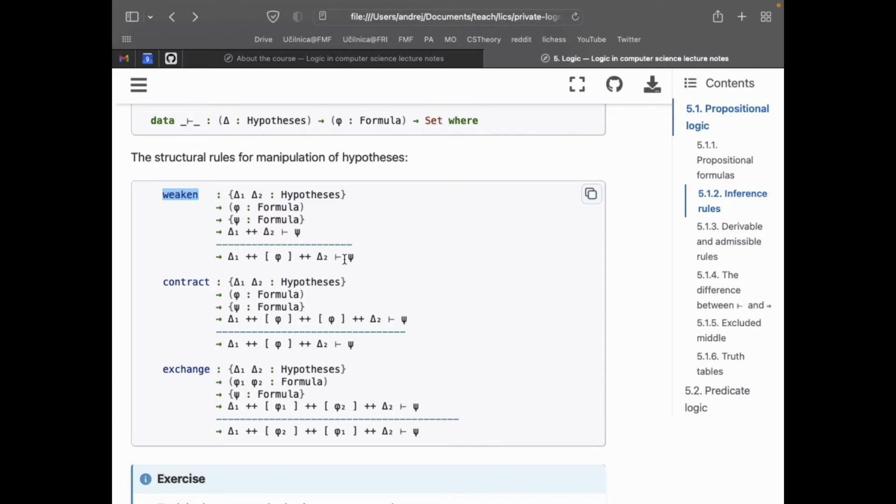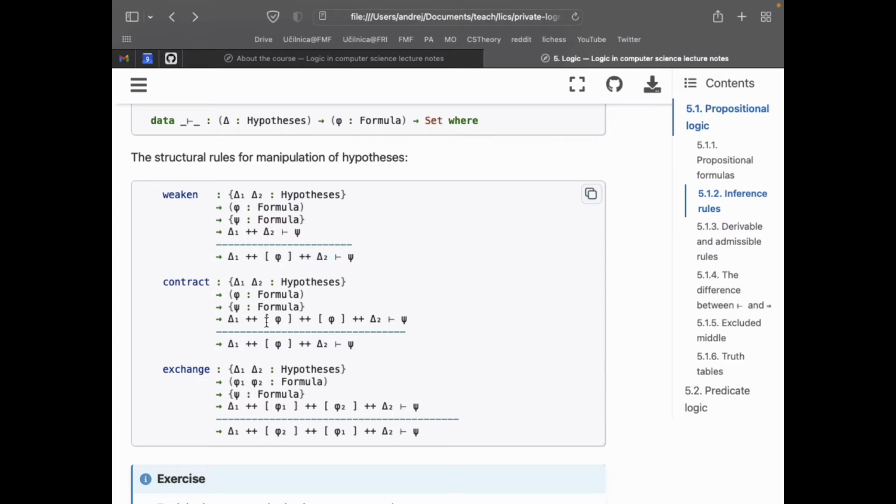The first rule is called the rule of weakening, and it says, given any hypotheses delta 1 and delta 2, and any formula psi, suppose that you can derive psi from these hypotheses. Then you can also derive it from these hypotheses. Okay, so this just says it's always safe to assume more. If you assume another hypothesis, nothing will break. That's why it's called weakening, because it weakens the thing that you proved. The more you assume, the easier it is to prove, therefore you weakened it.